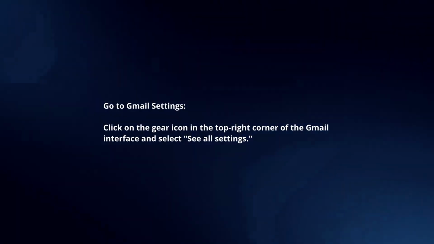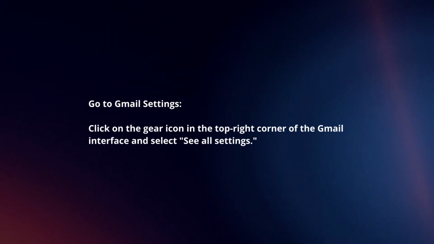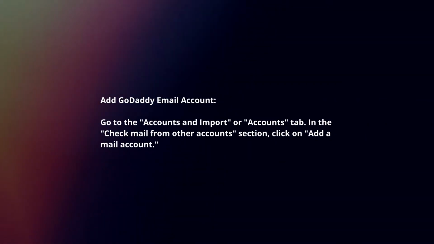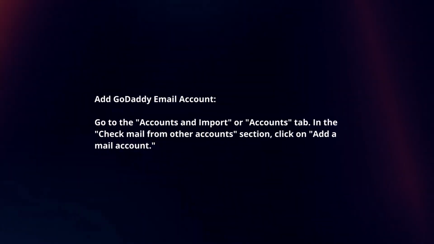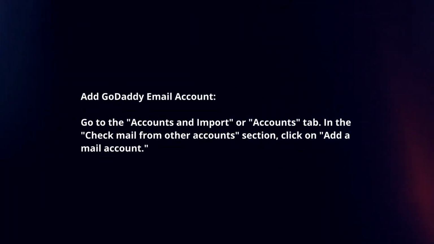Go to Gmail settings. Click on the gear icon in the top right corner of the Gmail interface and select See All Settings. Add GoDaddy email account. Go to the Accounts and Import or Accounts tab. In the Check Mail from Other Accounts section, click on Add a Mail Account.